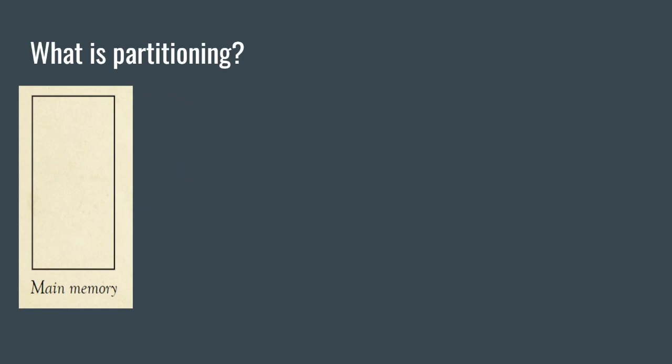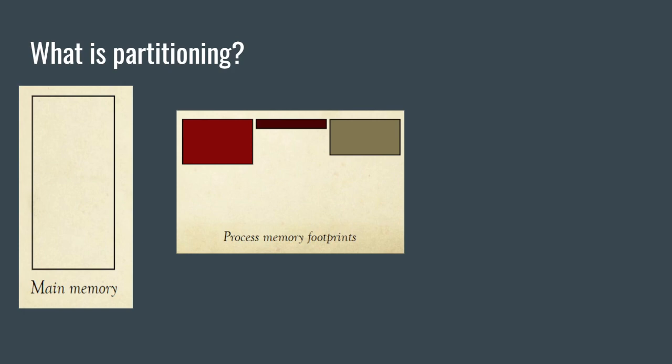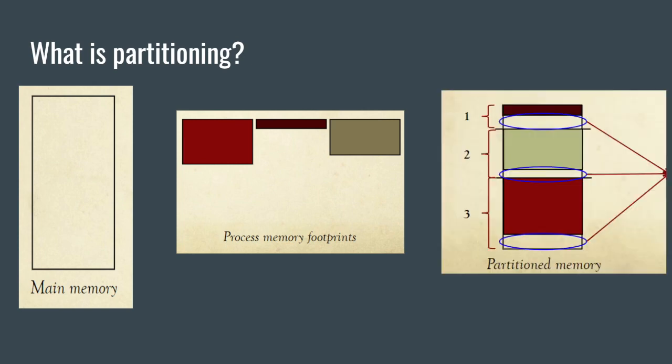So to start off with memory management, what is partitioning? We have our main memory block, and we need to allow programs to access parts of this memory block. Here are our processes' memory footprints. This is the size of memory they will take up. And we just put them into the main memory. There are a few different ways we can put them in there. This is just one example. You can see in this example, we have a lot of unused space that we couldn't really use for anything else.